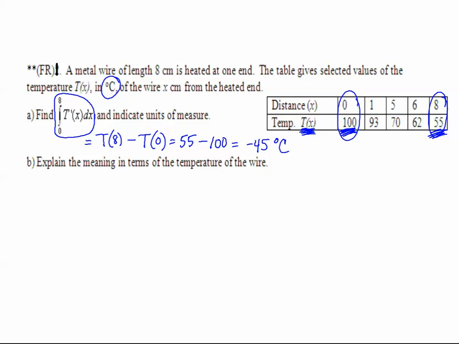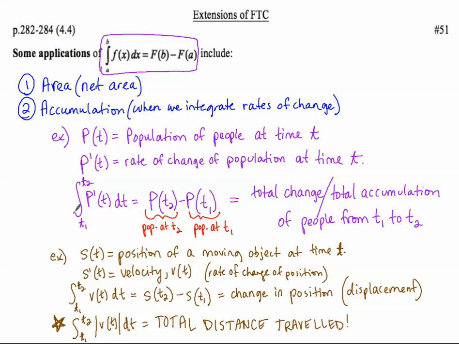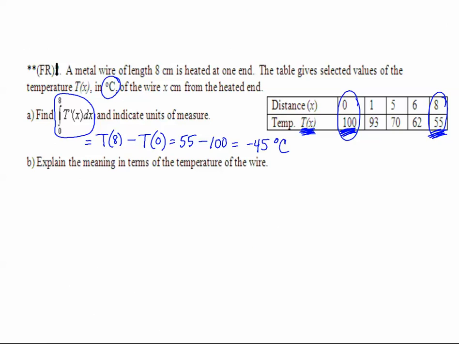Well, remember that the definite integral of the derivative, a rate of change, gives us a total change of that measurement. So in this case, this is a total change in the temperature. Well, how is it changing? It's negatively changing. That means it's decreasing. So we can describe this by saying the temperature decreased, right? Decreased because of the negative, by 45 degrees Celsius.